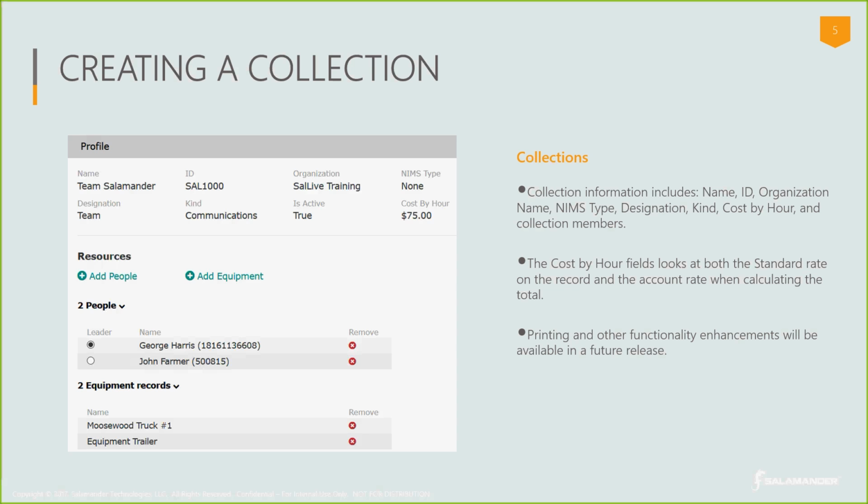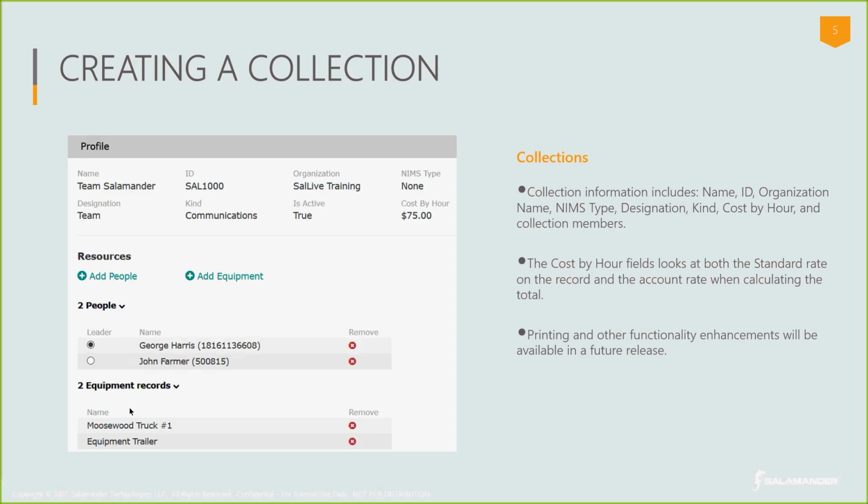In each collection, as you see in the image here, it's going to contain the collection name, the ID, the organization, NIMS type, the destination, the kind, and any people or equipment that you've added to that collection. The collection is also going to include a cost by hour field, and this sums the hourly rate of all equipment and people that's added to that collection. So whatever you had down here in people and equipment.